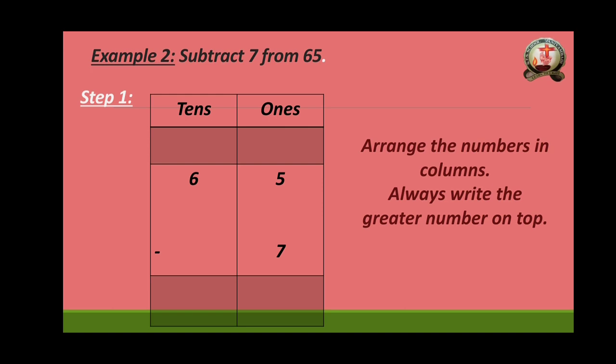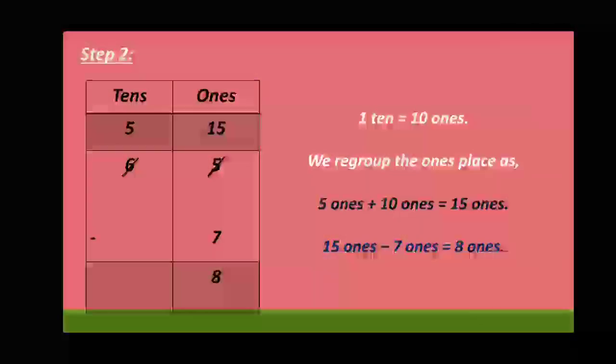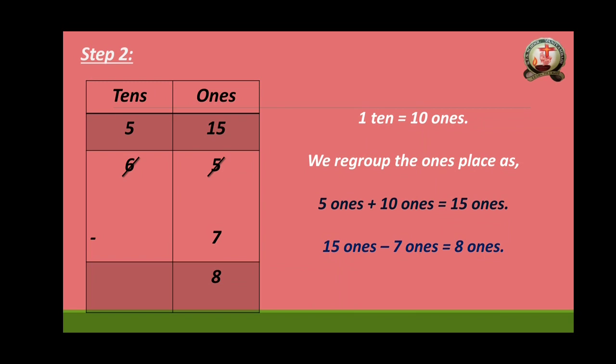So the next step is, we have to check the numbers in the ones column. In the ones column we have 5 and 7. It is not possible to subtract 7 from 5, right? So we have to regroup the ones place, because we know that 1 ten means 10 ones.